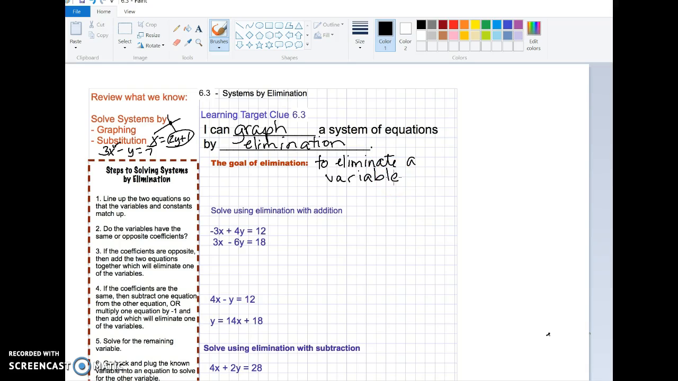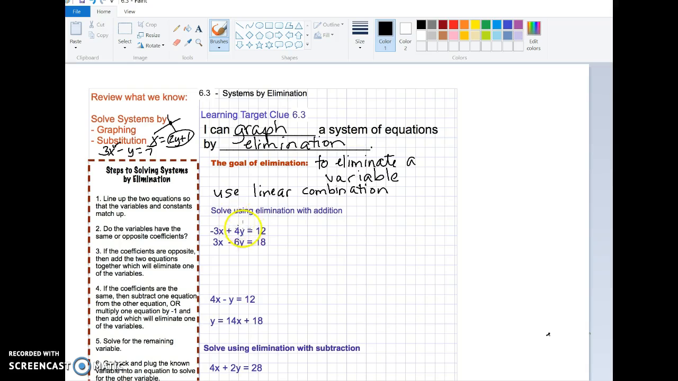So the way that we do that, and this is why our book calls it linear combination, is we actually add the two equations together. When we add them together, our hope or our goal is to get rid of, like a magician, make one of the variables disappear, so that now all we have to do is solve for one of the variables. Once we've solved for one variable, we go back and solve for the other variable. All right? So let's start with this one.